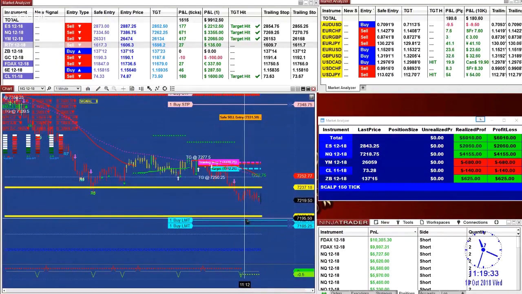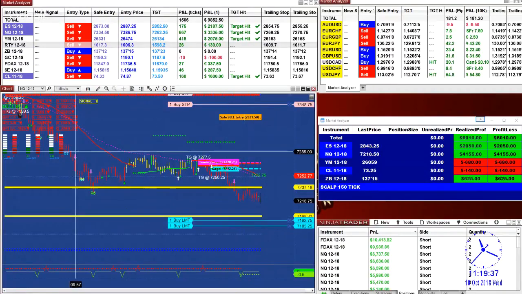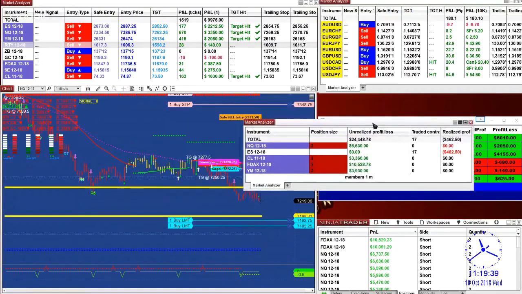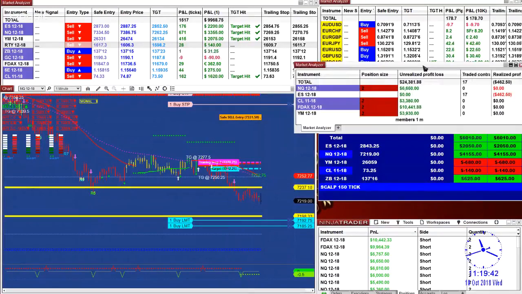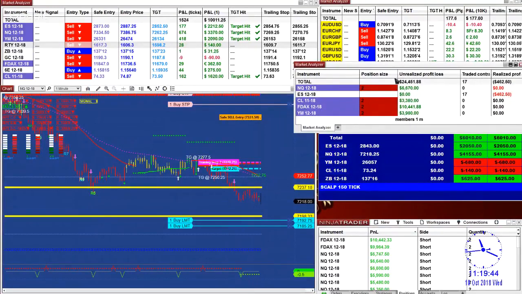So based on two contracts, members, this is the system we were talking about. It will never be for the public.